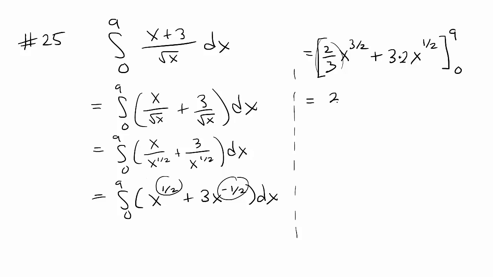Okay, so I have 2/3 times 9 to the 3/2 power, plus 6 times 9 to the 1/2 power, and I'm subtracting, and then I would plug 0 in, but that's just going to be 0, so I don't have to worry about that. And then just plug this into your calculator to clean this up. This is just going to be 36 as your final answer.